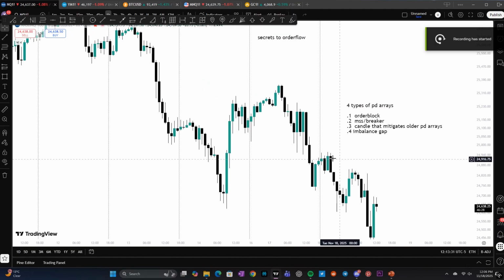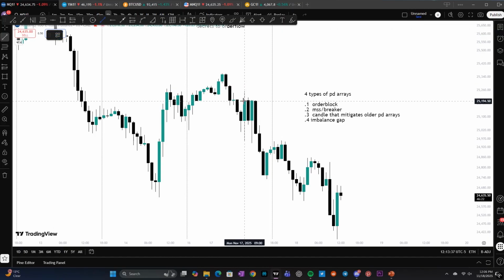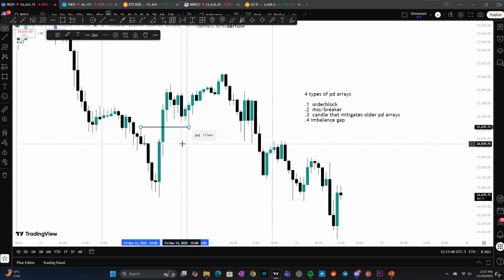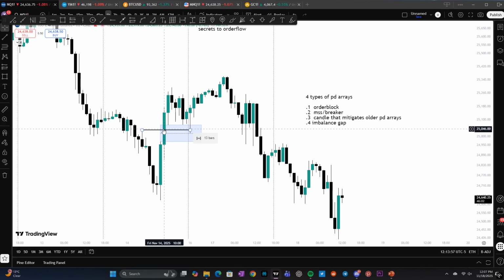The fourth PD array is an imbalance or a gap. So let's talk about fair value gap. Whenever a swing high is taken, the outbound displacement creates a gap. The gap that is created while displacing is very important. So you can see a swing high and a gap lead us to a high probability setup.